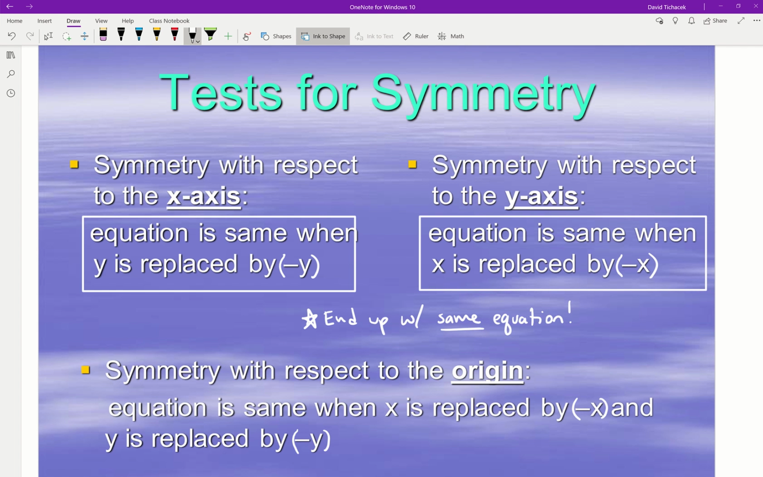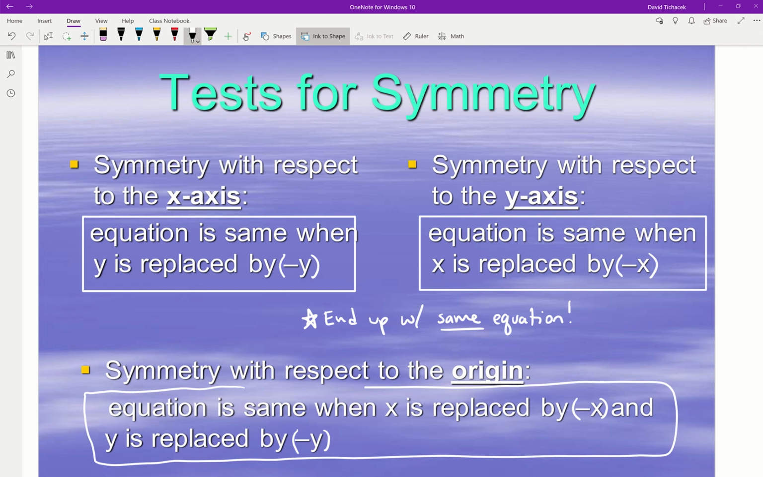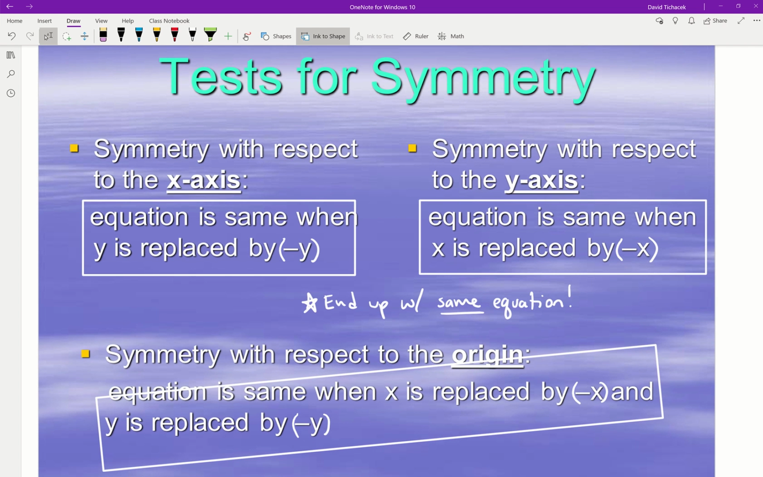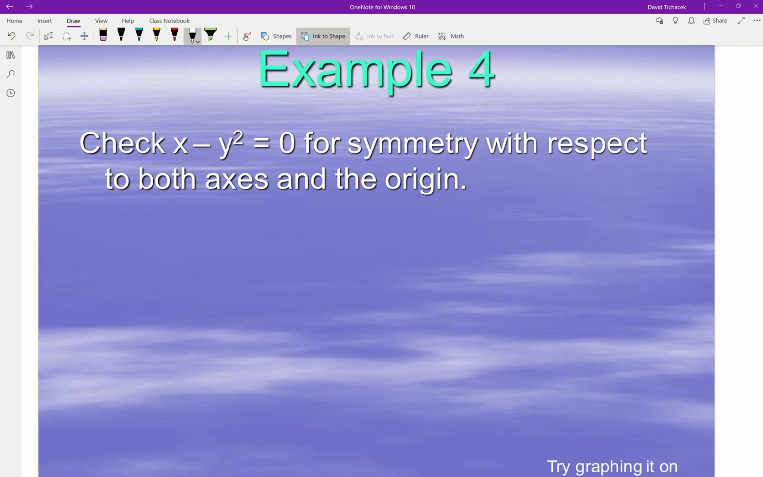And then finally, if you want to test to see if you've got origin rotational symmetry, then you're going to basically do that process, but with both of your variables, x and y, okay? My box got a little bit messed up there, but not going to bother changing it. Again, these are algebraic tests that we can perform to see if we have these specific types of symmetry. So let's go ahead and take a look at an example of that.